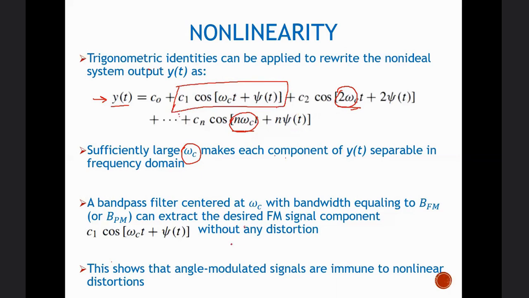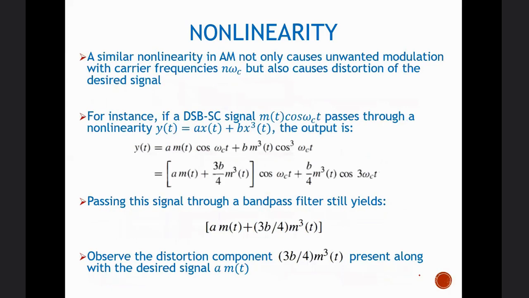This can be done if the input signal is an angle modulated signal. This shows that angle modulated signals are generally immune to nonlinear distortions. However, if we have an AM signal, the amplitude modulated signal, it gets distorted when we pass it through a nonlinear component such as an amplifier.